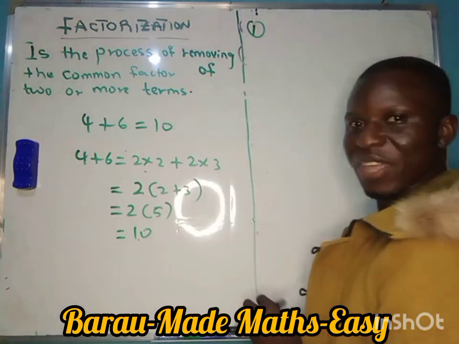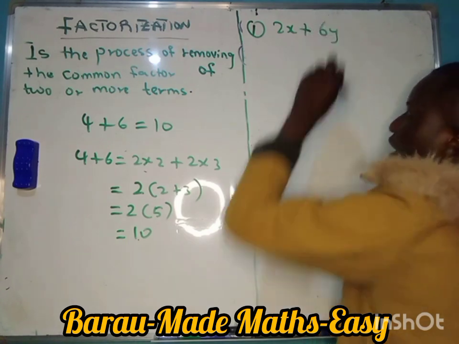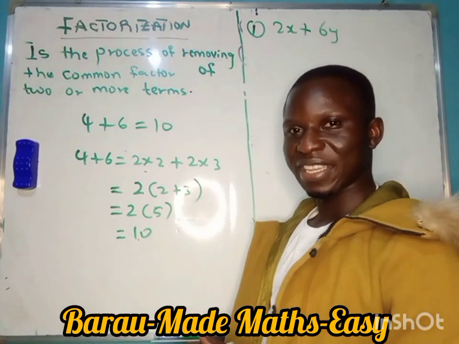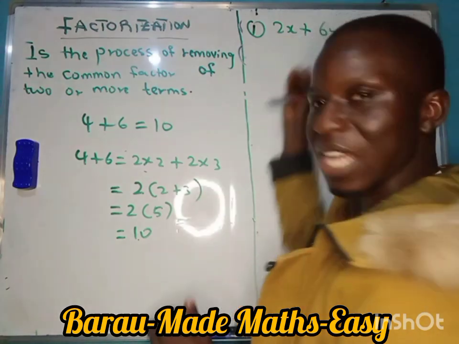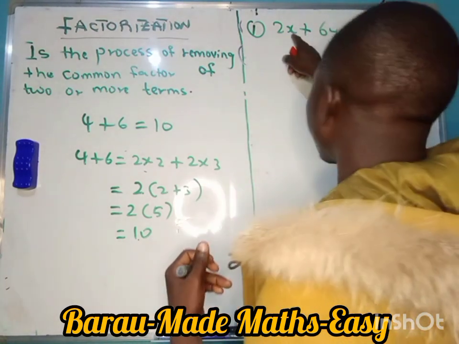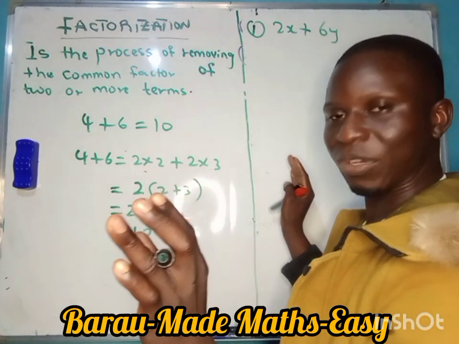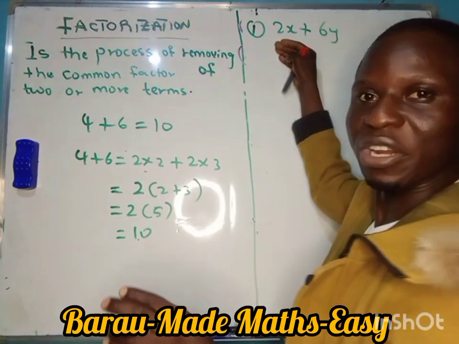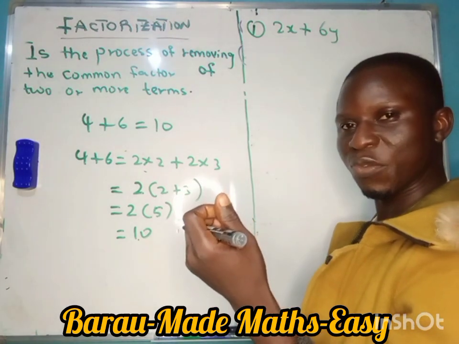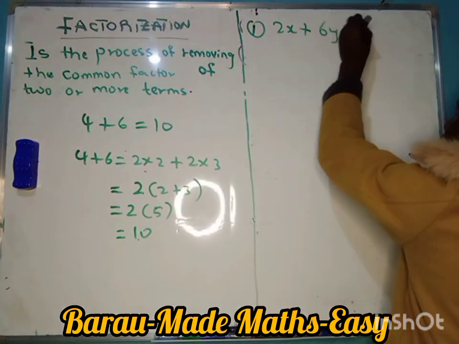Example 1. Suppose we are given 2x plus 6y. Here we have a combination of two terms. We'll check whether the two terms have something in common. If they do, we remove that common term. Considering the letters x and y have nothing in common, they are not alike. So we'll focus our attention on the numbers. 2 and 6 have a common divisor 2, which means we can remove that common divisor. So the common divisor is 2.